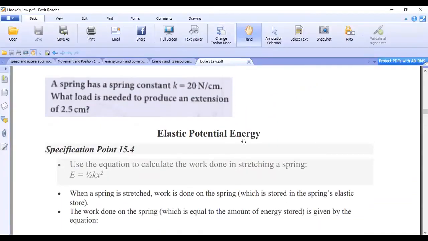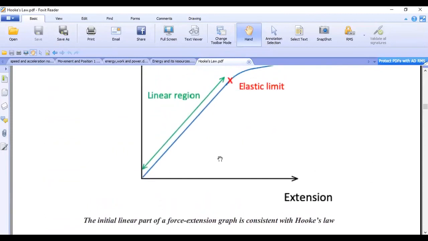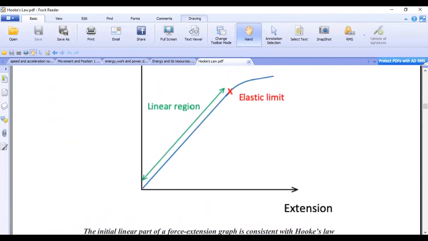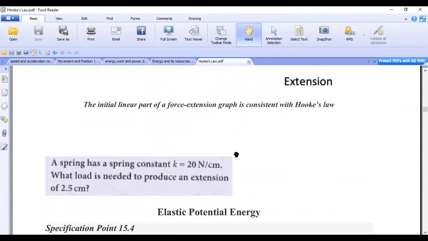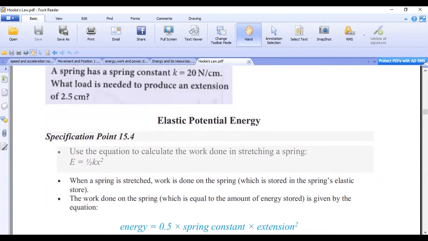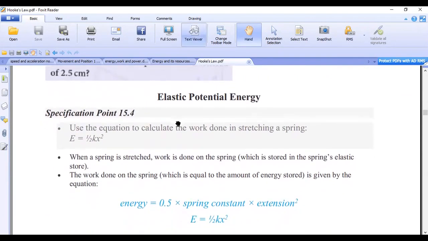Let's get back to the file. Okay, let's talk about the energy inside the spring. When the spring is stretched, it stores energy called elastic potential energy. When the spring is compressed, it also stores elastic potential energy. We don't need to calculate the value of elastic potential energy, but if you want to know how it is calculated: elastic potential energy equals half kx squared. This is the elastic potential energy stored in the spring.